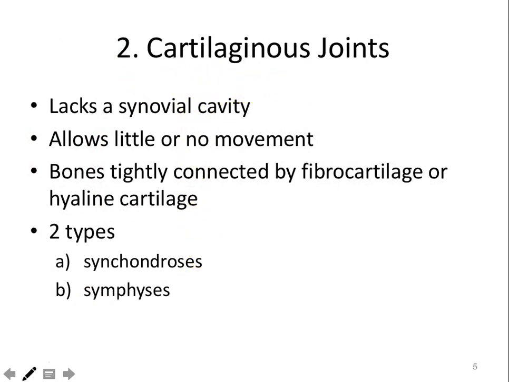Second type is something called a cartilaginous joint. Again, does not have a synovial cavity, also allows very little or basically no movement. And in this case, remember, the ends of bones are going to be covered by hyaline cartilage. However, what's connecting them will be fibrocartilage, so that tougher type of cartilage, right? And in this case, we have two different types of cartilaginous joints. We have synchondroses and then what's known as a symphysis. And this should definitely sound familiar to you from when we looked at the skeleton.